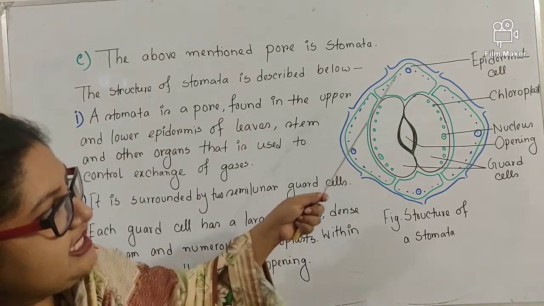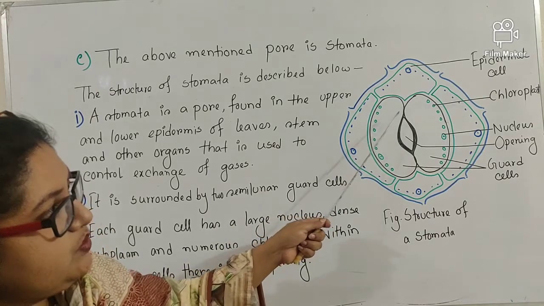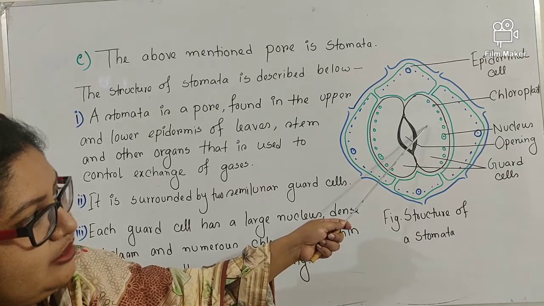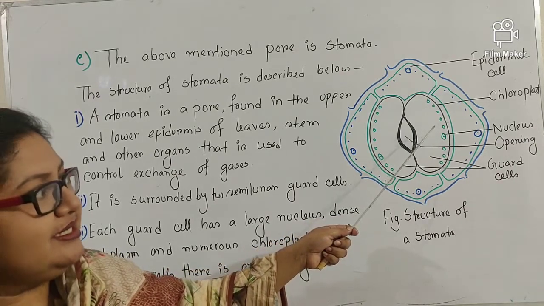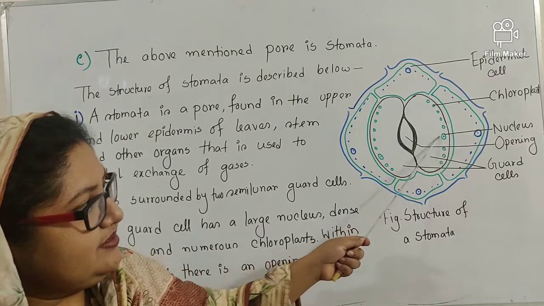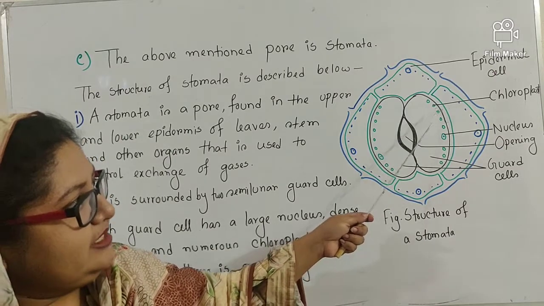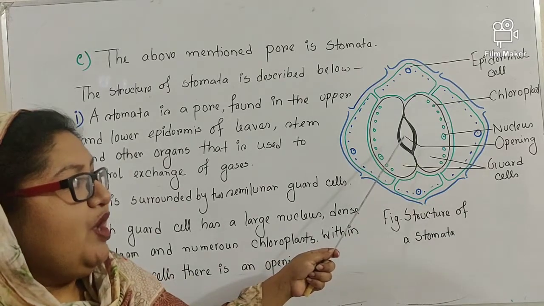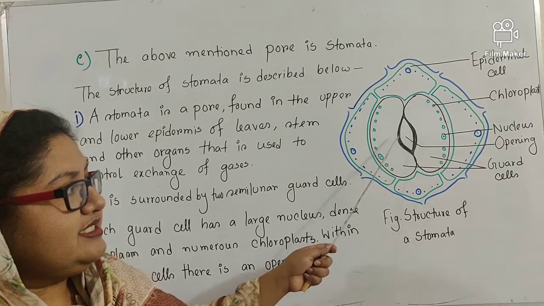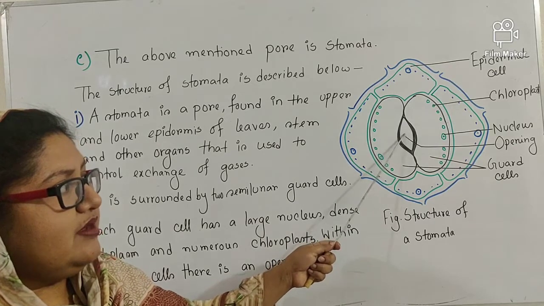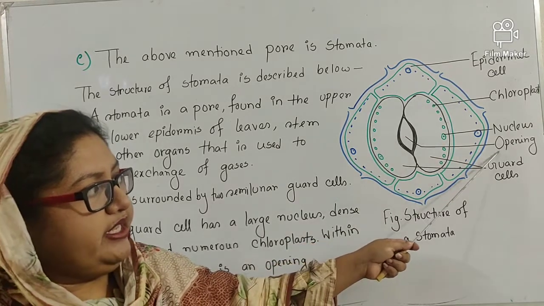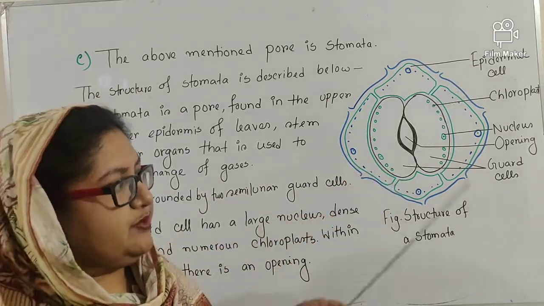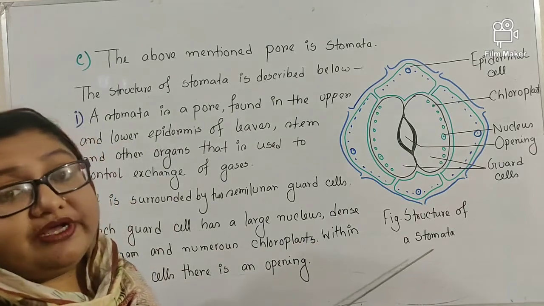In the diagram, you can see that there are 2 semilunar cells which are known as guard cells. The guard cell is one kind of parenchyma cell, and in the guard cell you can see there is a large nucleus and numerous chloroplasts. Moreover, the guard cells surround a pore that is called the opening. And around the guard cells epidermal cells are present. So this is the structure of a stomata.